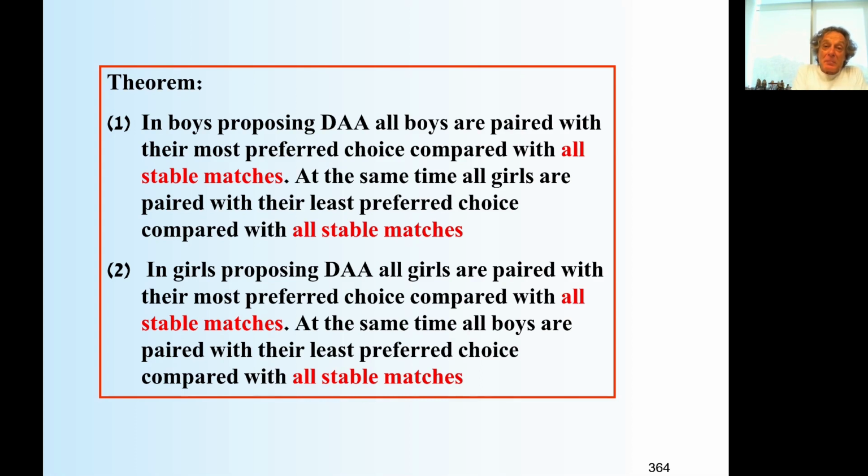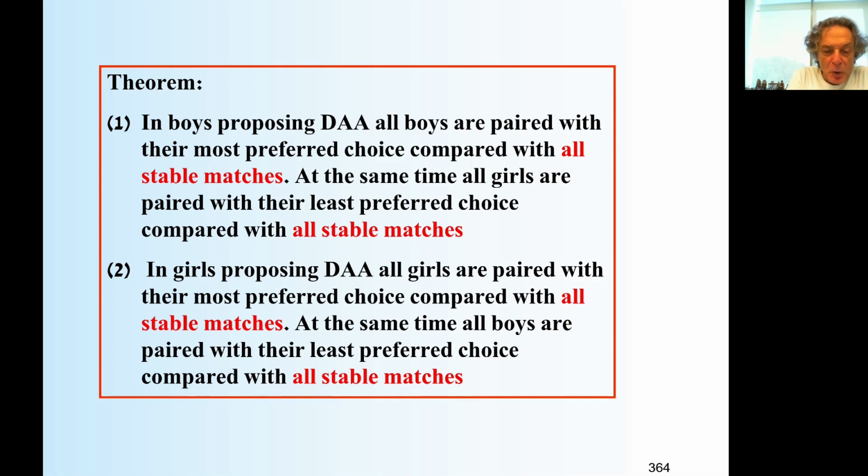What happens if girls are proposing? Obviously, it's symmetric. The girls get the most preferred choice compared to all stable matches, and at the same time the boys are getting the worst they can get in all stable matches. So again, just to make sure that we digest it, I want to read with you the theorem.